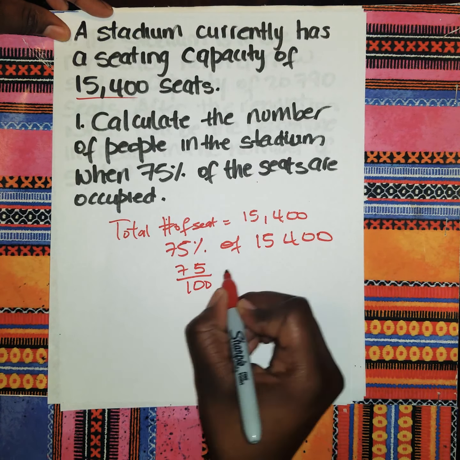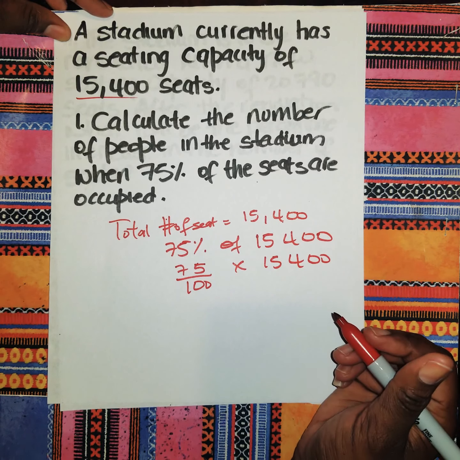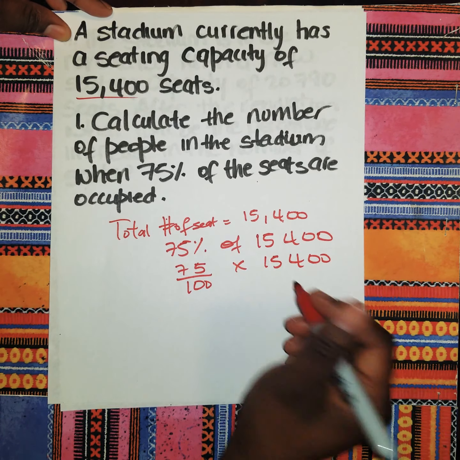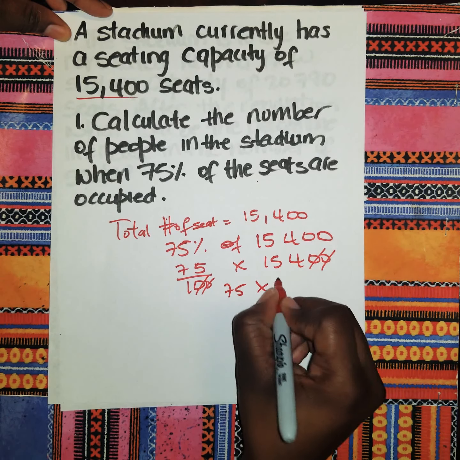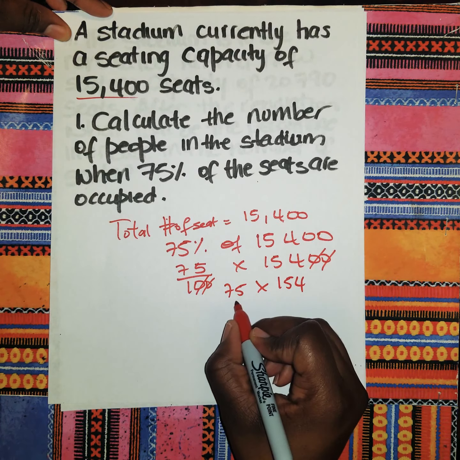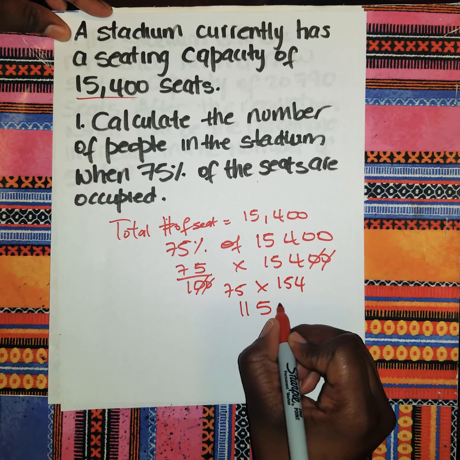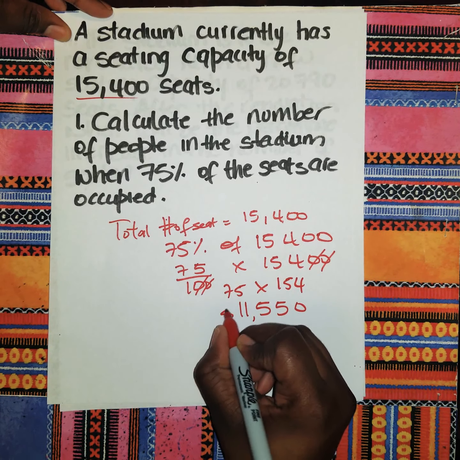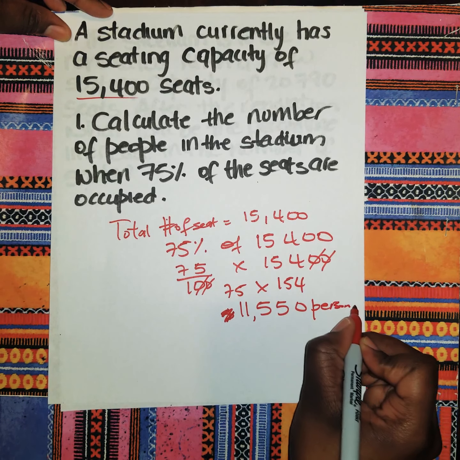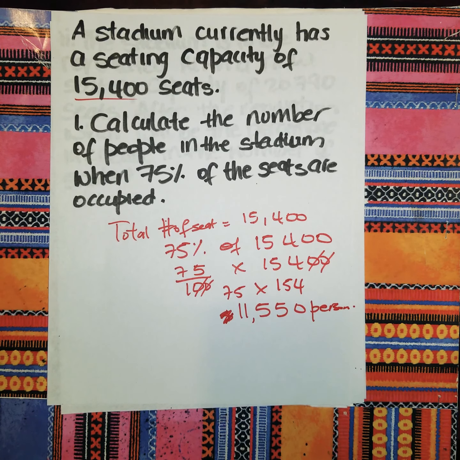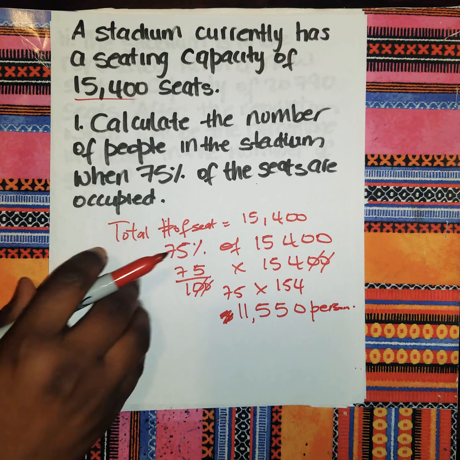From here, you can reduce, but remember it's a paper tool, so use the calculator as much as you can. So we're going to cancel these two. Now we're going to have 75 times 154, and that should give you 11,550 persons. Persons occupy 75% of the seat. All right, and so there we go for that question.